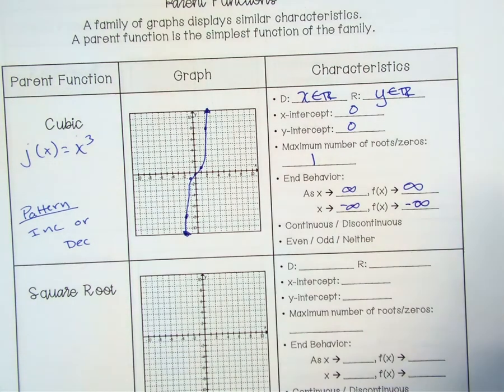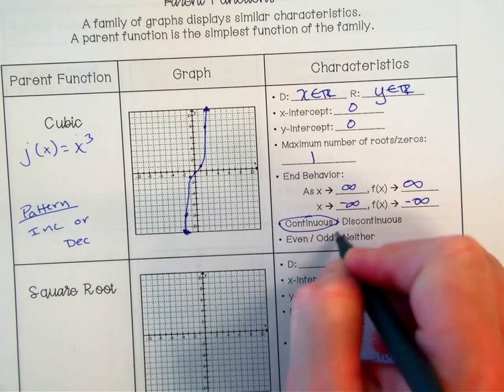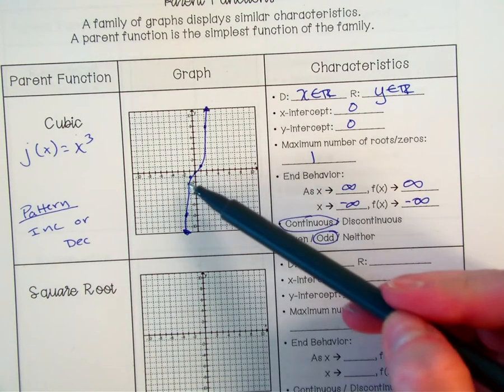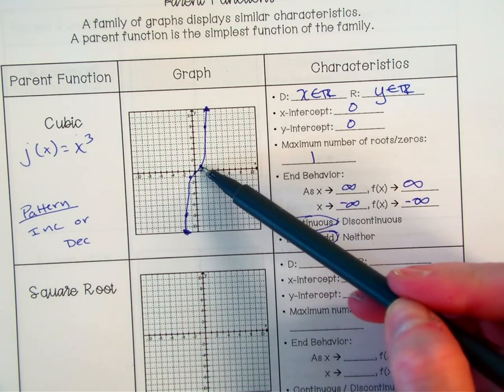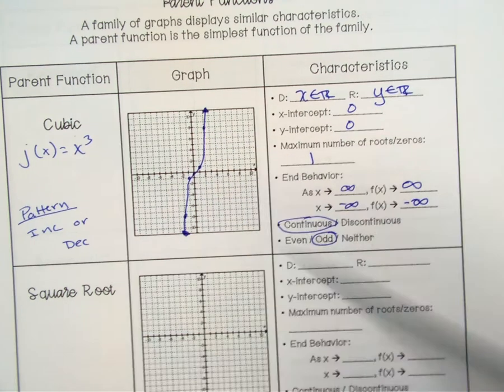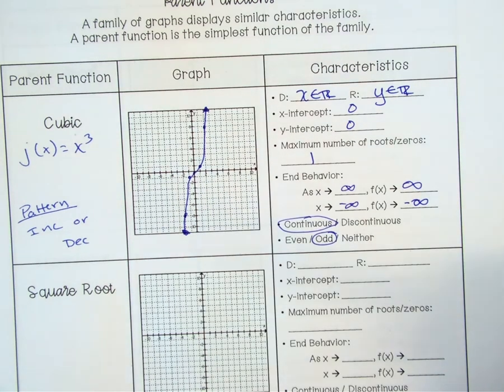So our end behaviors, right side goes up, left side is going down. This is continuous and it is odd. Because if you look at that table again, negative 1 gives you a negative 1, positive 1 gives you a positive 1. Positive 2 gives you an 8, negative 2 gives you a negative 8. That's the definition of odd symmetry, those values are going to be opposite there. So, it looks similar to our linear, but it's different because the increase is not constant.